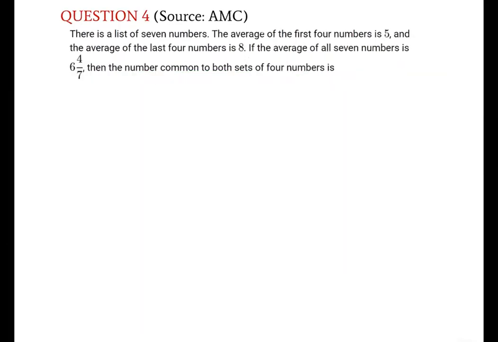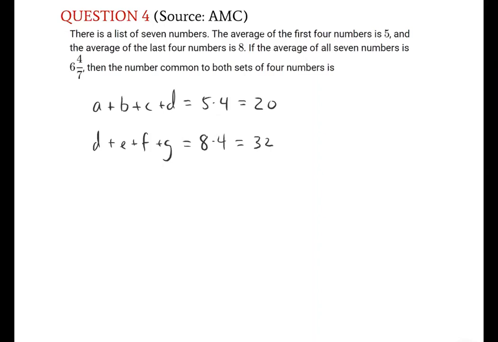All right, question 4. The average of the first 4 numbers is 5. So let's just say the first 4 numbers are A, B, C, and D. The sum of this will be 5 times 4, or 20. And then the average of the last 4 numbers, D, E, F, and G, is 8. So the sum of these last 4 numbers will be 8 times 4, or 32.